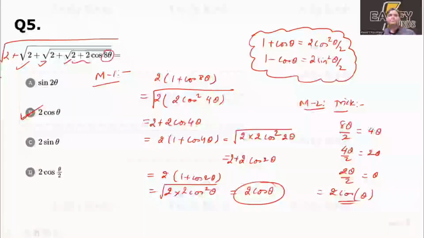Let's suppose I put one more root plus 2, then what will be the answer? Tell me, which option will come now? Yes, good. Then option D will come, because with 4 roots we have to halve the angle 4 times. 2 cos is always there. Clear? 2 cos will always be there.